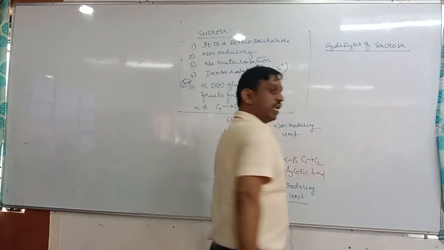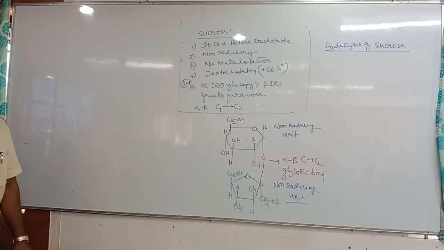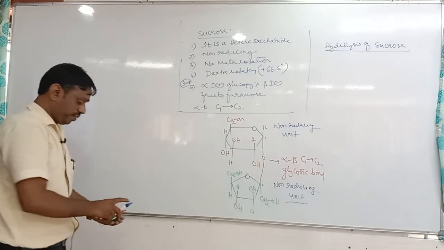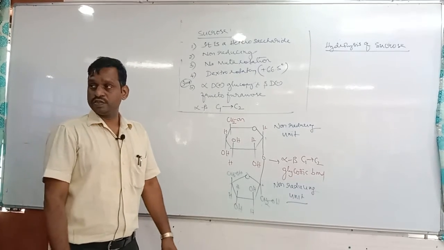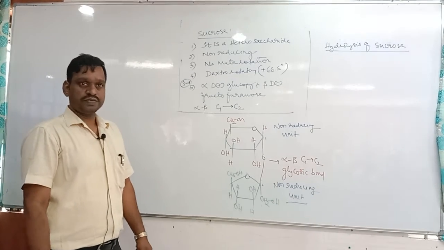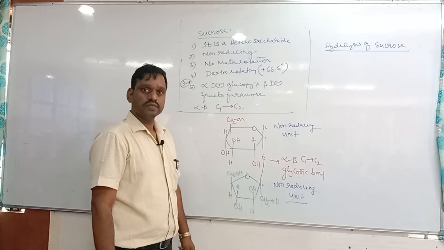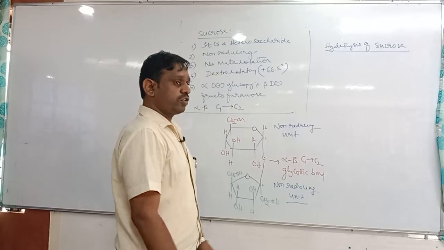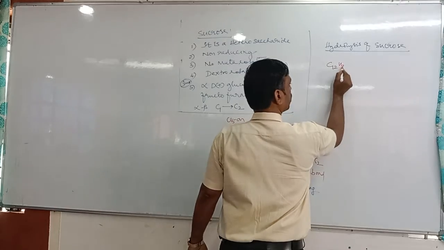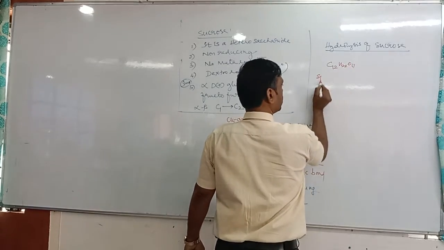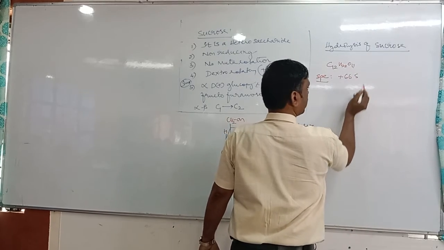The hydrolysis of sucrose is called inversion of cane sugar. Why is this called inversion of cane sugar? We even study it in chemical kinetics, where it is a pseudo first order reaction. Tell me why it is called inversion of cane sugar. We know that sucrose, C12H22O11, has a specific rotation of plus 66 degrees 5 minutes.